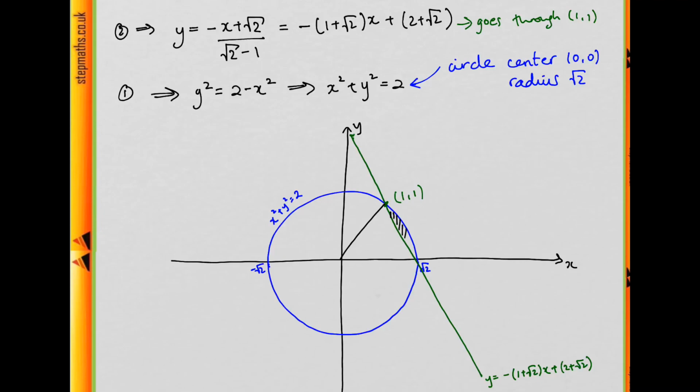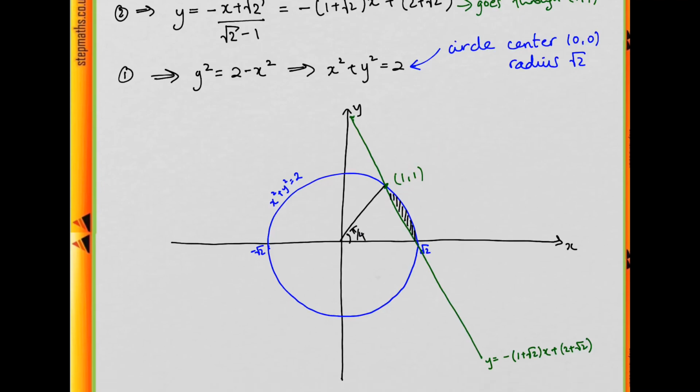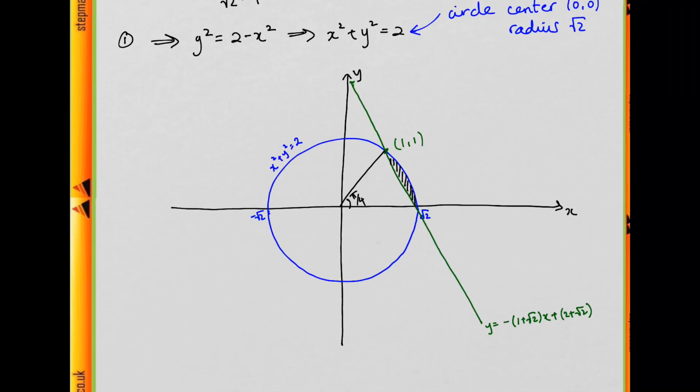Okay, so this is the area that we're looking for, and because we know that this point is 1, 1, we know that this angle here has to be pi over 4. That means, well, the easiest way to find out what this little segment is to work out the area of the sector and then take away the area of this triangle, right? But if we know that this is pi over 4, then we know that this sector is actually just 1/8 the area of the entire circle.